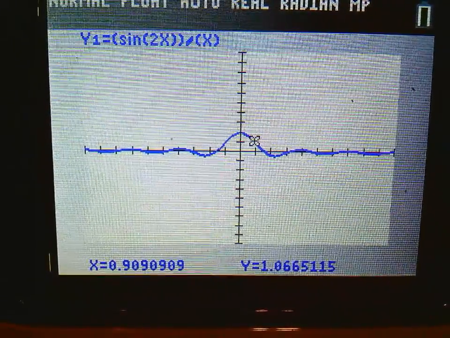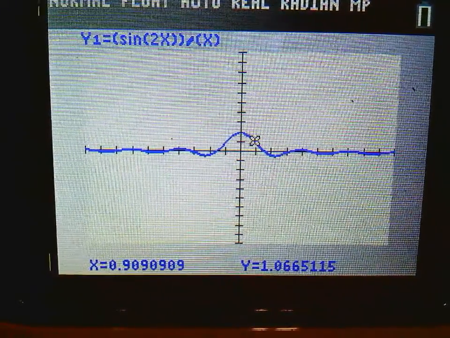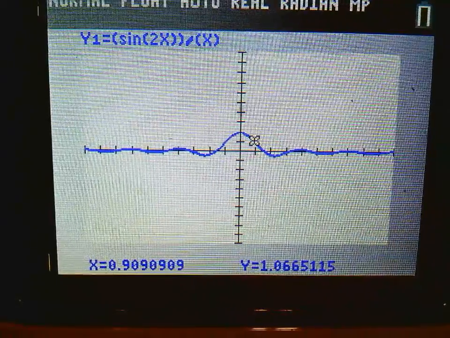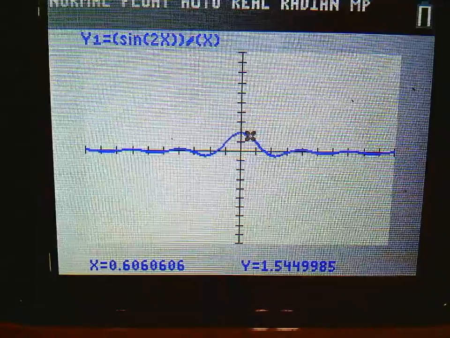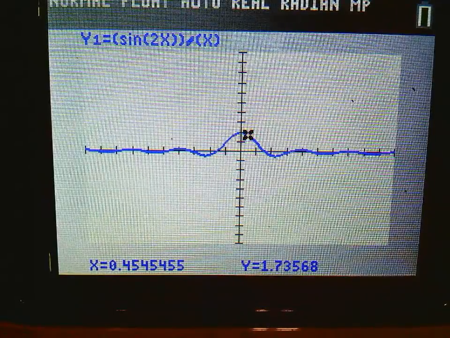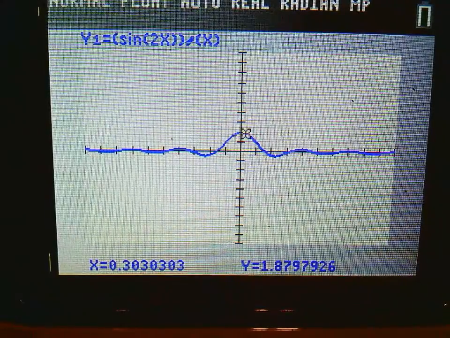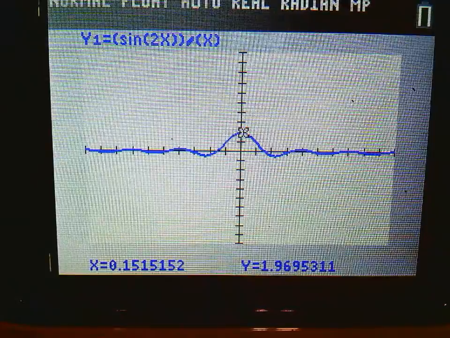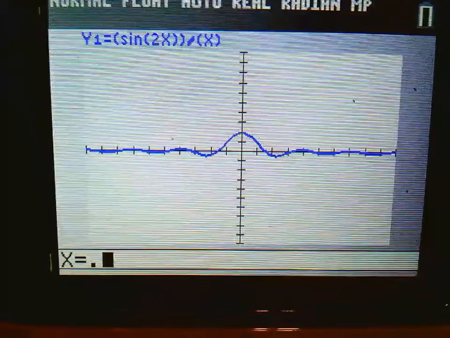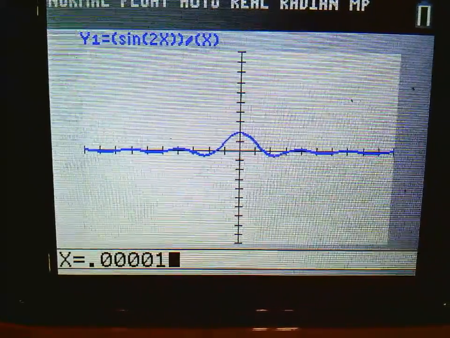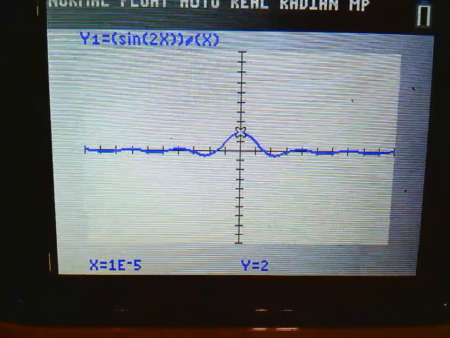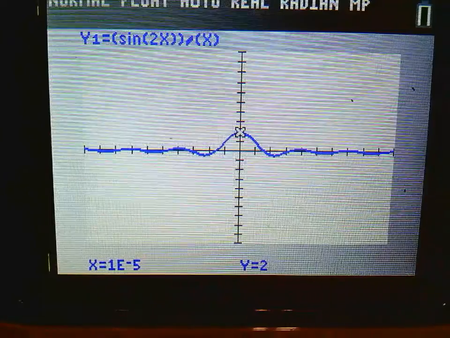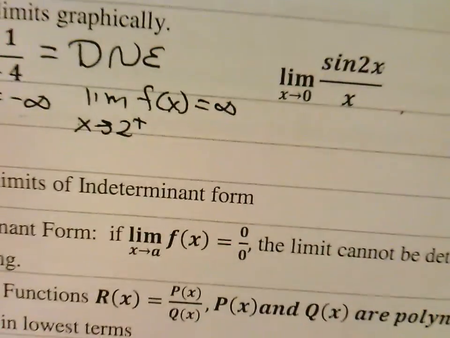Okay, so as x approaches 0 from the right, where's the y value going? The y value is increasing: 1.5, 1.73, 1.879, 1.96. Let's do 0.00001, 2. So the limit as x approaches 0 of sine of 2x over x is 2.